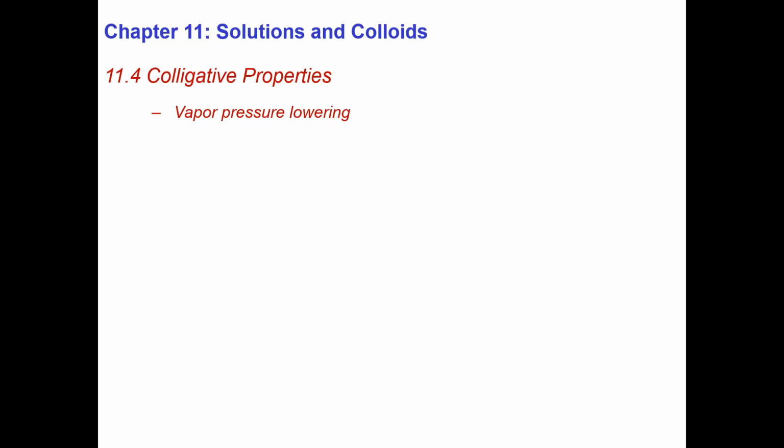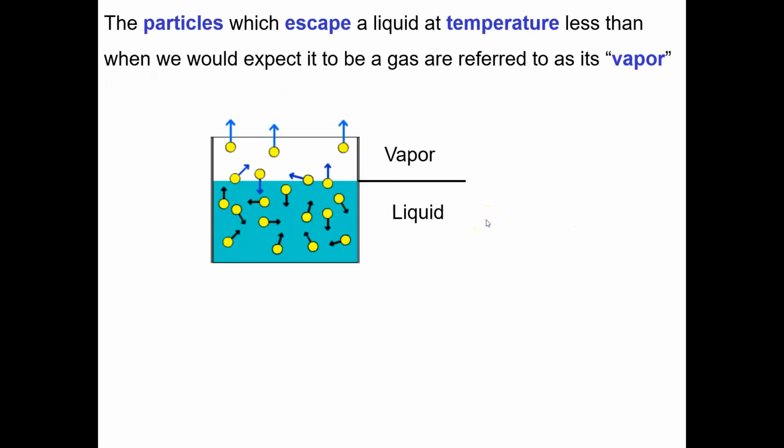So the first colligative property that we're going to be looking at is called vapor pressure lowering. Just recapping on what we mean by a vapor, the particles that escape a liquid and enter the gas phase at a temperature lower than the normal boiling point are referred to as the liquid's vapor.